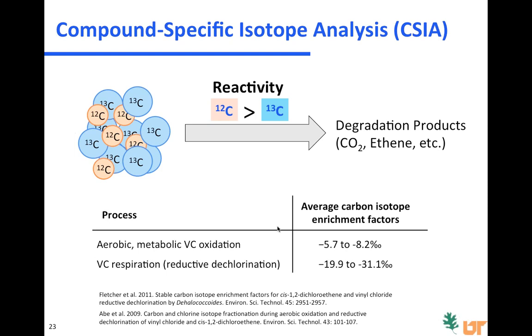Now you also have to imagine there are even more processes contributing to vinyl chloride degradation. I mentioned abiotic degradation, maybe anaerobic oxidation. They will probably have different enrichment factors. So then if you take a sample and all of these processes contribute, you will get a mixed enrichment factor, and it will be difficult to link that to a specific process.